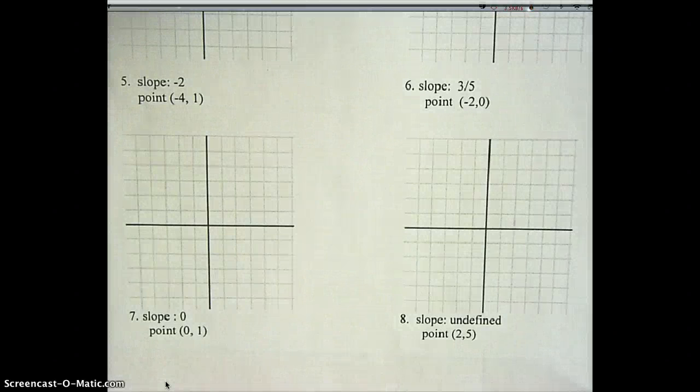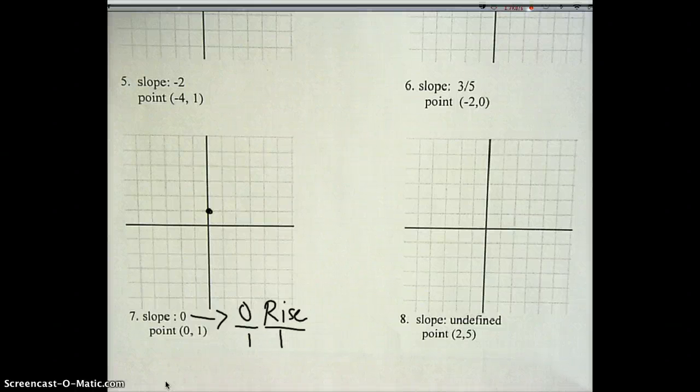Okay, the slope is 0. Remember, that's the same as 0 over 1. And the point is at 0, 1. So we're going to graph the point 0, up 1. Okay. Then according to this, we're going to rise nothing, 0, and we're going to run 1. That's my run. So I'm going to go up nothing and go over 1. Go up nothing, over 1. Over 1. This is a flat line. We call it horizontal. And it has a slope of 0.